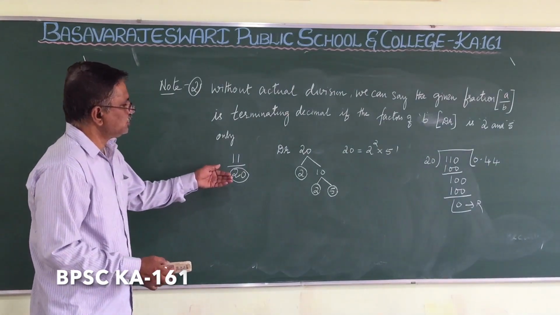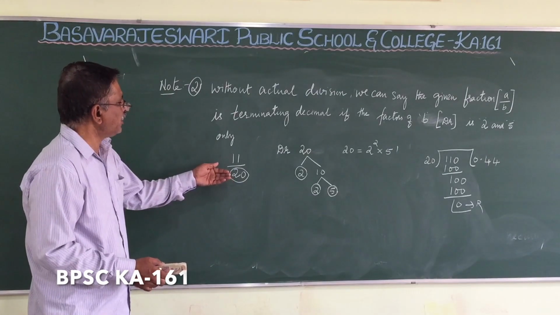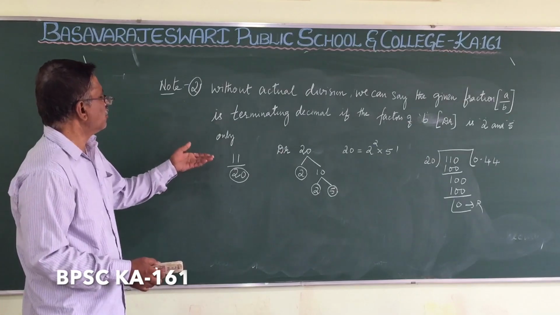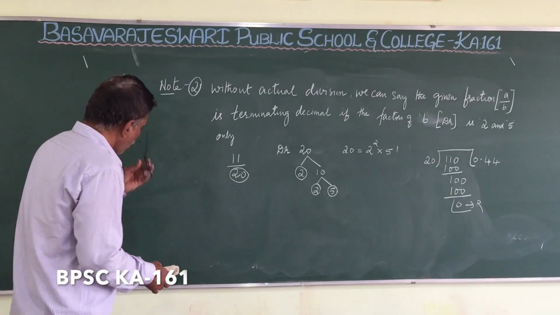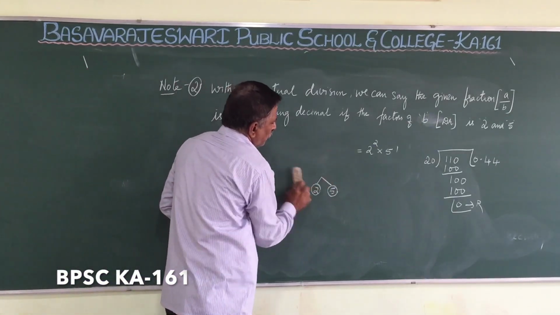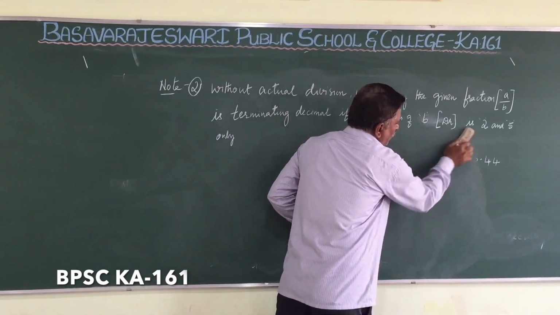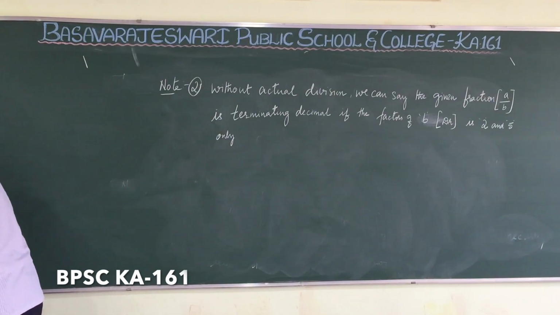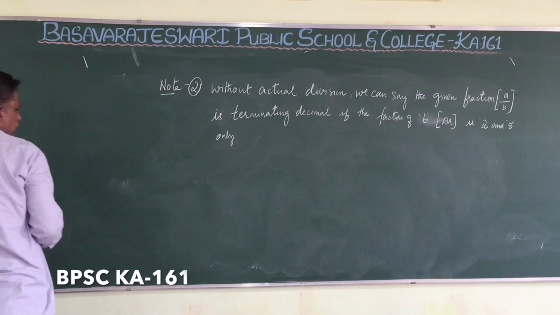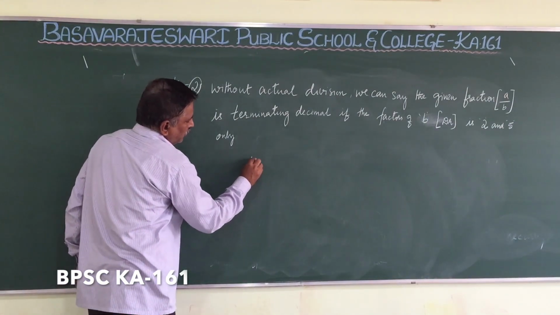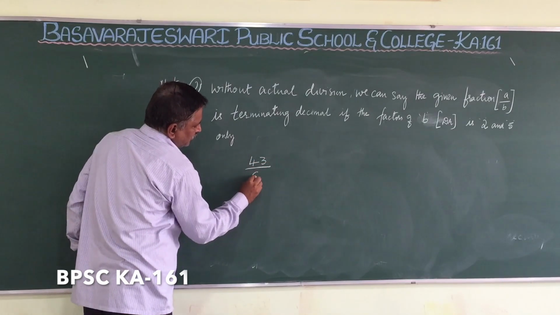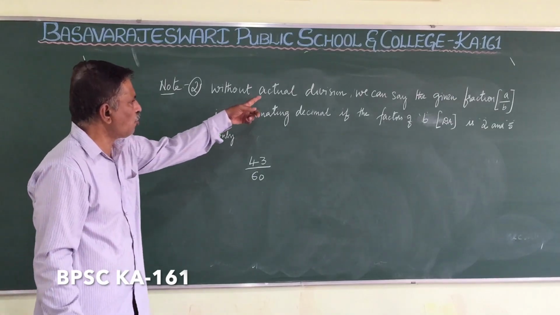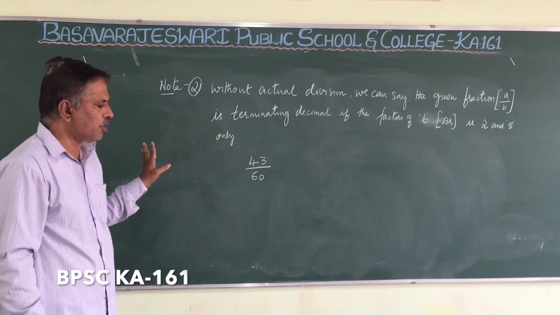Okay, so this is the example for the non-terminating decimal. By using the denominator, we found out whether the given fraction is terminating or non-terminating. So I'll take one more example: 43 by 60. There is no need of division because he told that without actual division, that means you should not divide.